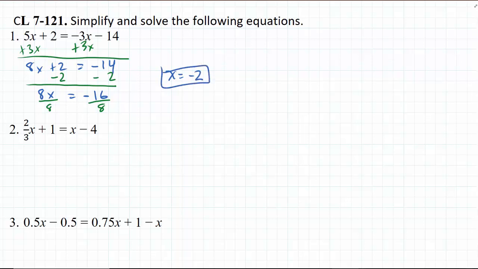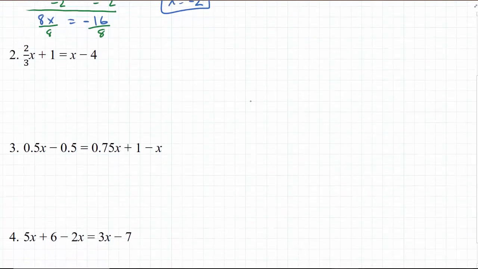Okay, number 2 does have a fraction. Number 2 gives us 2/3 x plus 1 equals x minus 4. So there's a few different ways we could solve this. I think to get rid of the fraction right away, what I can do is go ahead and multiply everything by 3. We're going to go ahead and use the undoing of division.